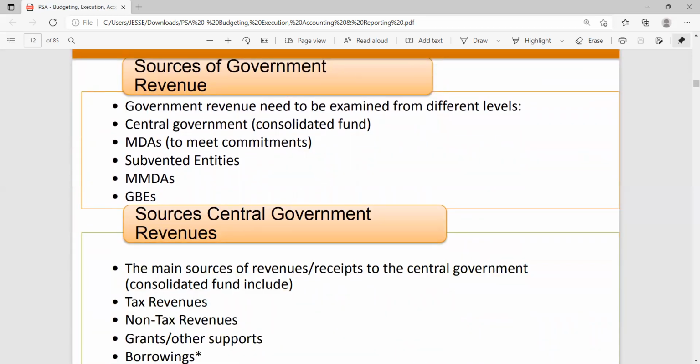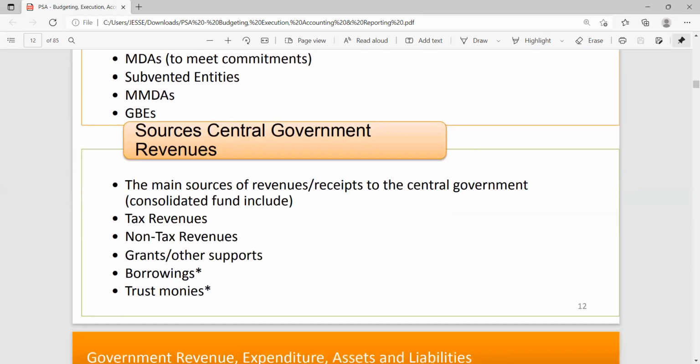Now, what are the sources of government revenue? Number one is through the central government. That's one source. Through the MDAs, through subvented entities, through MMDAs and GBs. These are all sources of government revenue. These are the channels through which the government is able to amass revenue: the GBs, the MMDAs, the subvented entities, the MDAs, and the central government itself.